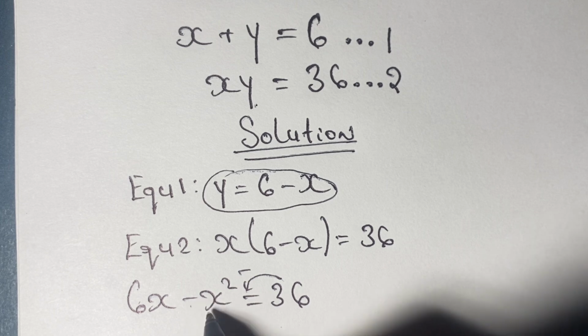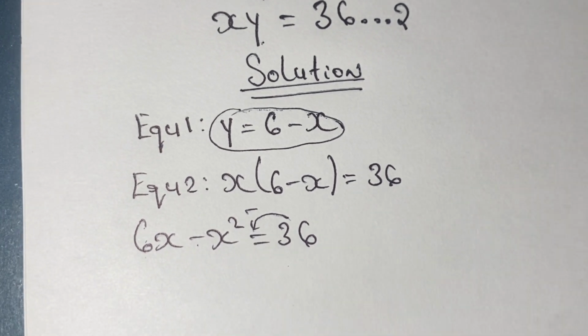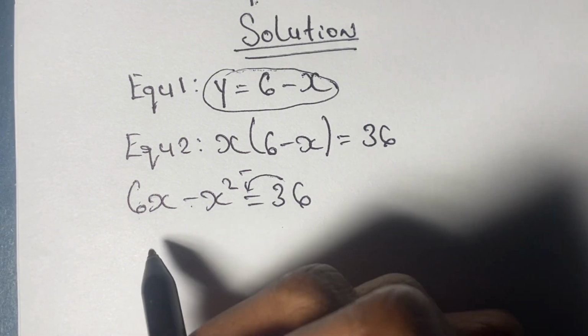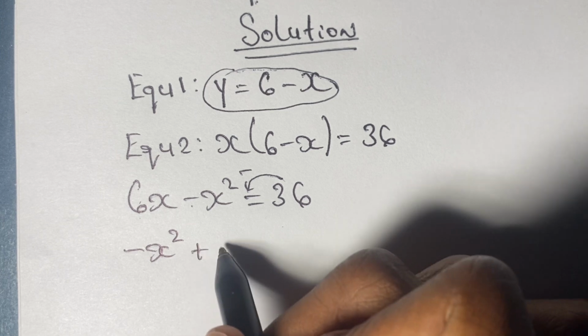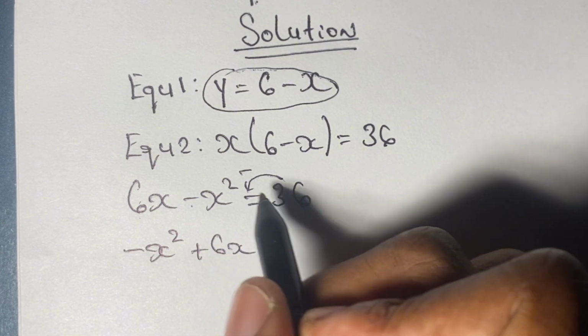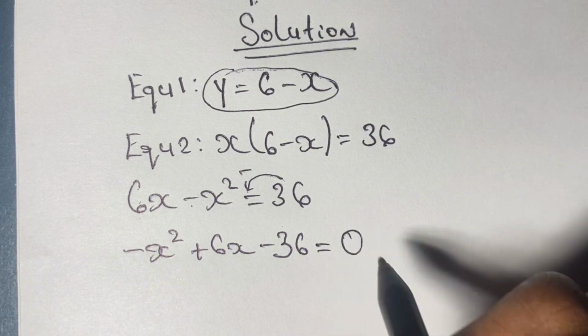Now we take negative x squared and switch it around with 6x just to have our negative x squared at the front of our equation. So we therefore have negative x squared plus 6x, and as we say, we take the 36 and bring it over, so it's going to be negative 36. We have that equal to 0.